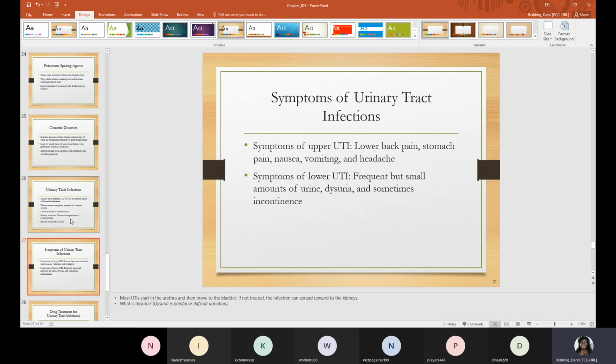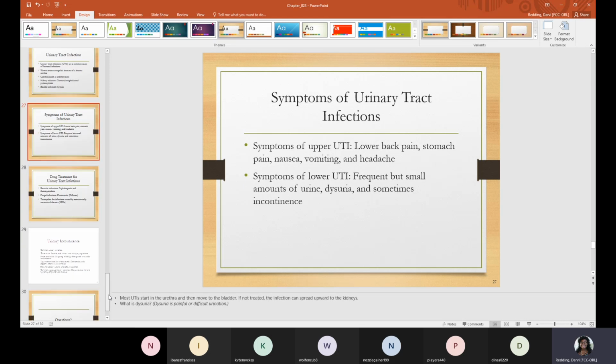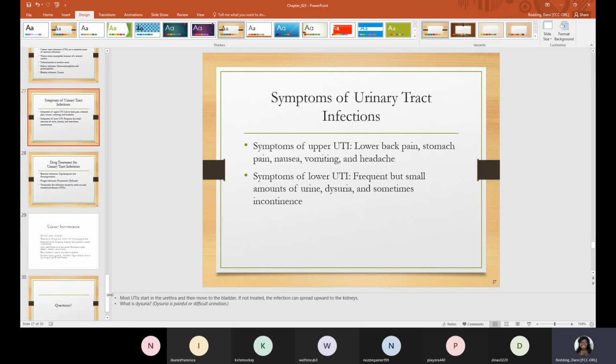And you might be thinking, what's dysuria? Remember, I told you anytime you see the word dys, that represents painful or difficult. So dysuria represents painful or difficult urination. That means it hurts for someone to go to the bathroom and eliminate liquid waste.